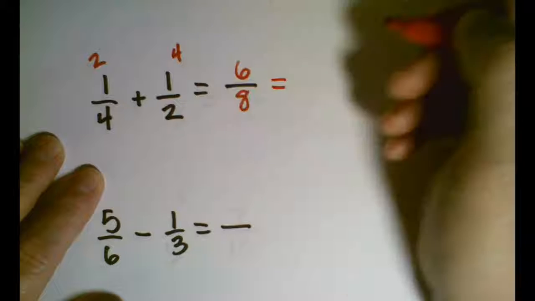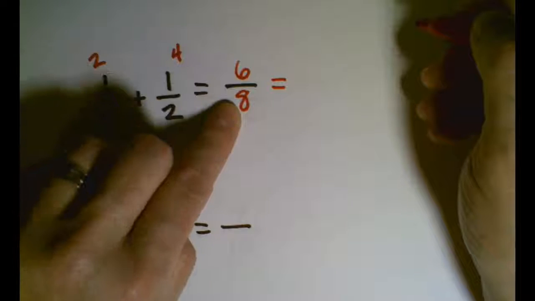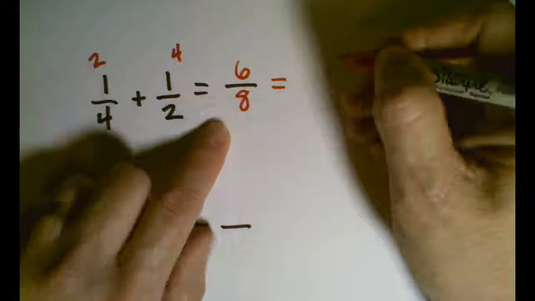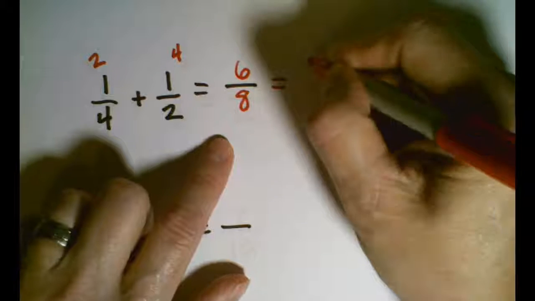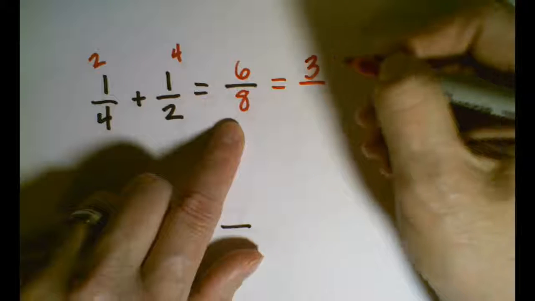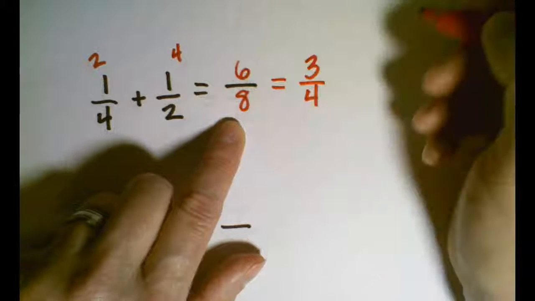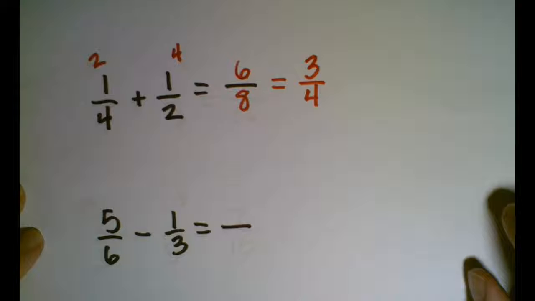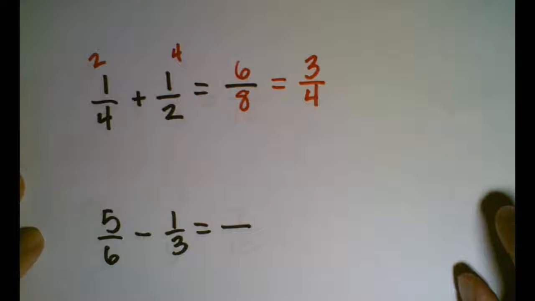Now look at this one. I have an even number here and here, so I know I can at least divide both of those by 2. So 6 divided by 2 is 3. 8 divided by 2 is 4. And now I have it in its lowest form. Okay, so in this one, I had to follow through with step 4.